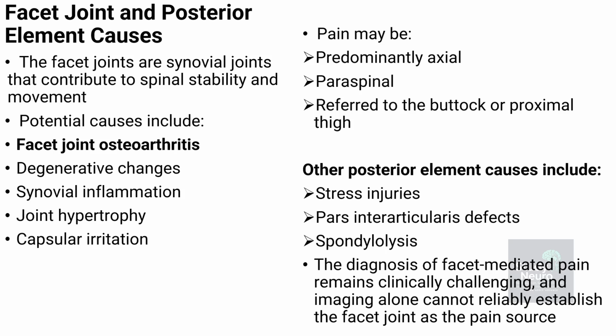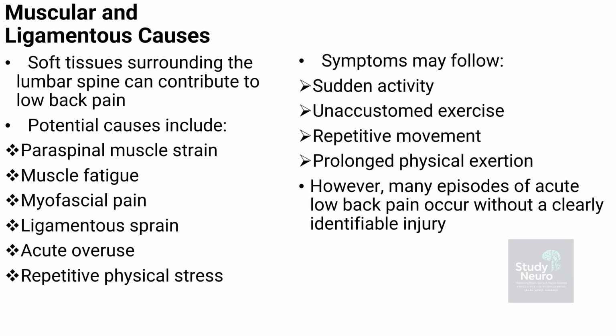Imaging may show degenerative changes, but these findings alone cannot reliably prove that the facet joint is the actual source of pain. The muscles and ligaments around the lumbar spine can also contribute to low back pain. A strain may develop when these soft tissues are overloaded, fatigued, or exposed to repeated physical stress. Pain may appear after an activity that is more demanding than usual, especially following unfamiliar exercise or repetitive movement. It can also develop after prolonged physical effort.